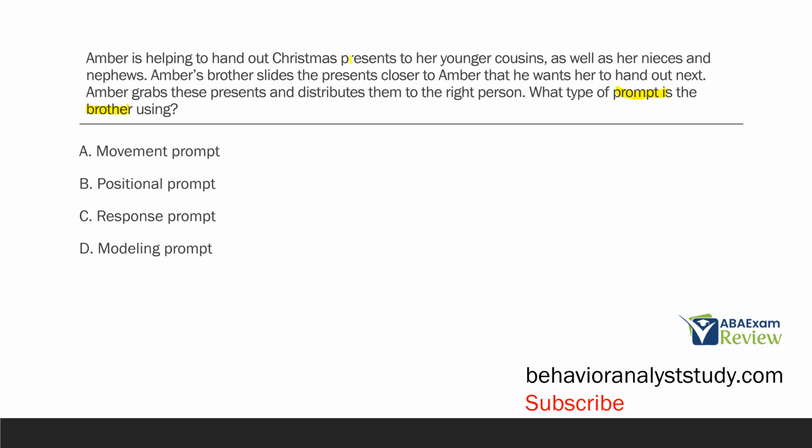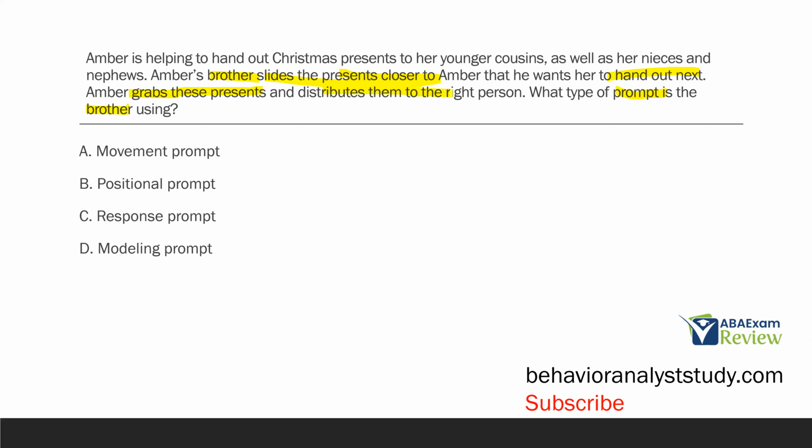We know Amber is helping hand out Christmas presents. Amber's brother, who we're looking at, does what? Well, he slides the presents closer to Amber that he wants her to hand out next. As a result, she grabs these presents and distributes them. So, what is the brother manipulating? Because when we talk about prompts, let's think about stimulus versus response prompts. With the stimulus prompt, we're manipulating the antecedent stimulus. With the response prompt, we're acting directly on the response. So, typical response prompts are physical and modeling. With stimulus prompts, we may be altering the size of the stimulus, or in this case, moving the stimulus around.